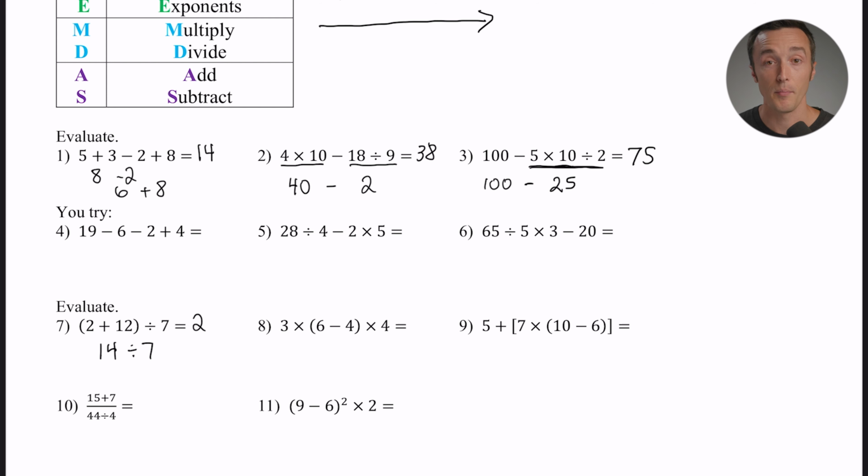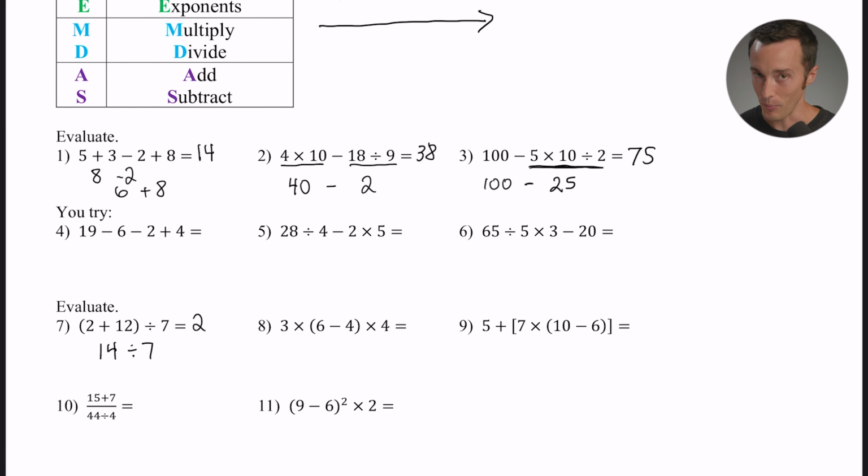So that's just an example of how we have to handle one of these types of equations when we have some parentheses. Remember, that'll always jump it to the front of the line. You'll have to do whatever's inside the parentheses. Good example here is number 8. It says 3 times the quantity 6 minus 4 times 4.